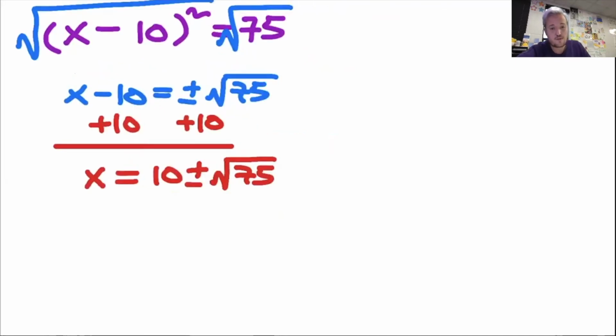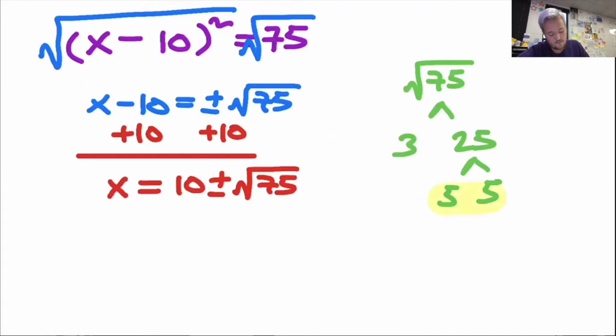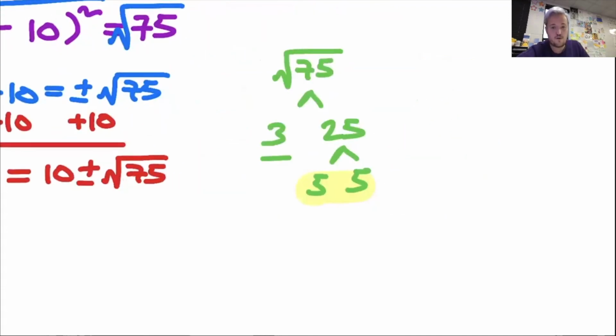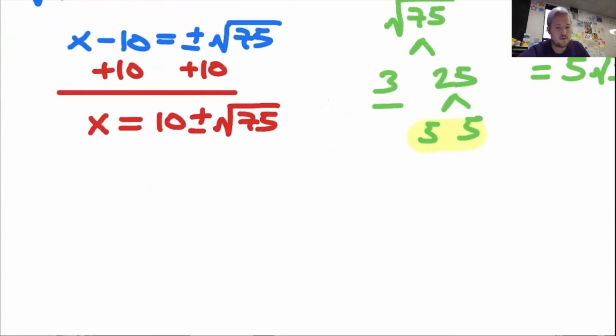Now I want to break down the square root of 75. So I'm going to go over here, do my factor tree off to the side. So factors are 3 and 25. And then 25 breaks into 5 and 5. So my pairs are 5, and I have a leftover of 3. So this is going to be the same as 5 root 3. So I'm going to replace the square root of 75 with 5 root 3. So I'm going to have x equals 10 plus or minus 5 root 3. And that's it.